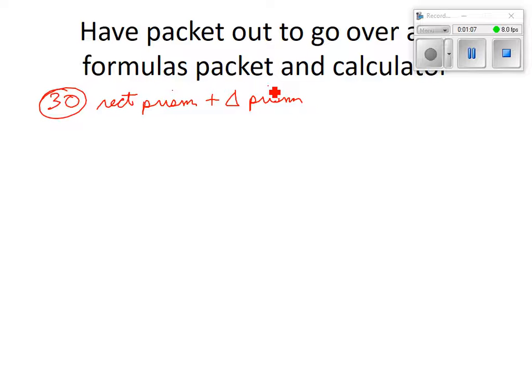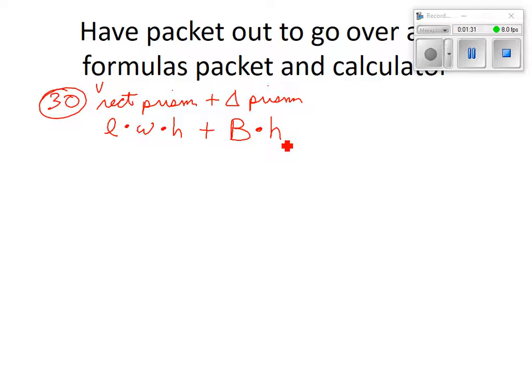For volume. Like the surface area. Length times width times height. That's the easy one, right? Now for a triangular prism, what's the formula for volume? For any other prism, what was the formula? Big B times H.